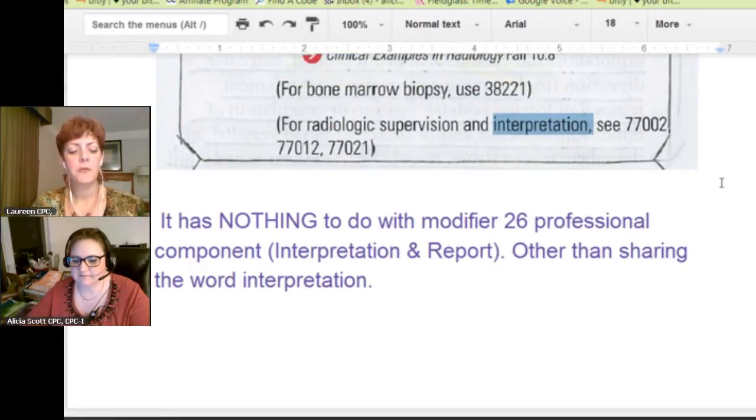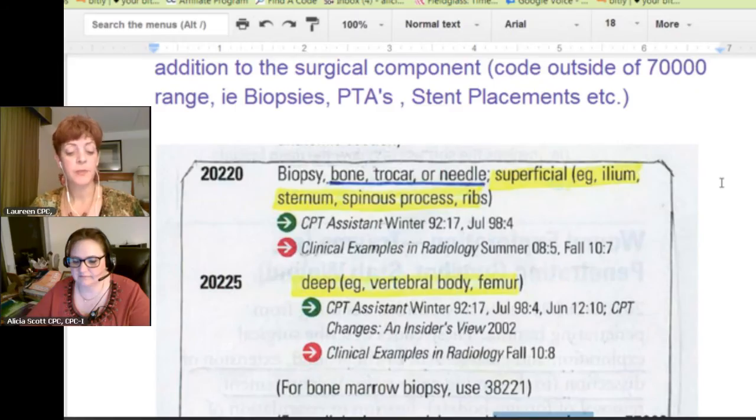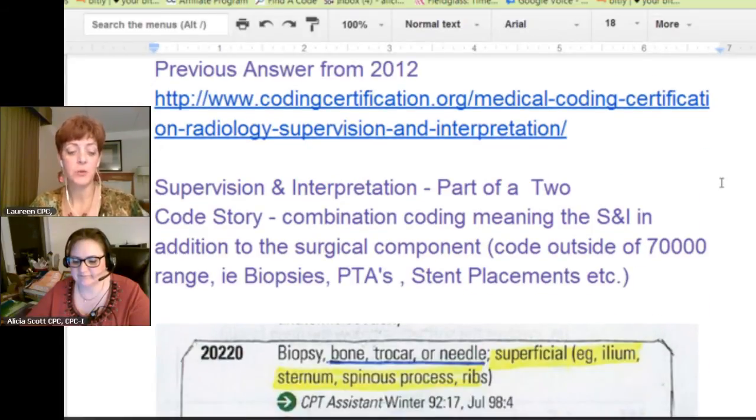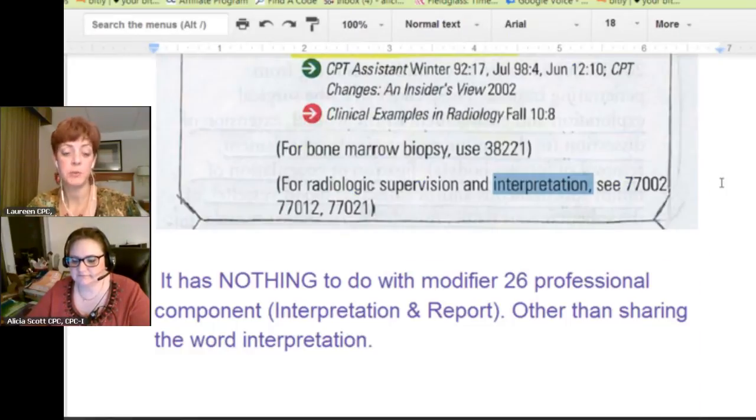So for some reason, this gets confused with Modifier 26 for the professional component. And I hate to even say it here because I don't want you to think it has anything to do with it, but because it always gets confused, I want you to make a note somewhere in your manual, the radiology guidelines perhaps, where they talk about supervision and interpretation, that it has absolutely nothing to do with Modifier 26, which means professional component, interpretation and report, is normally how people will phrase it. The only thing they have in common is they share that one word, interpretation, but they're two different concepts in the radiology section.